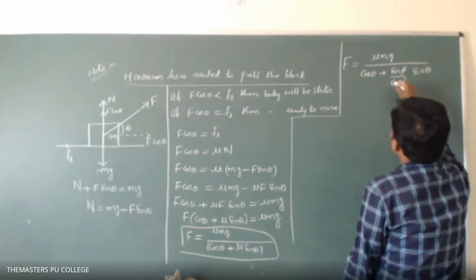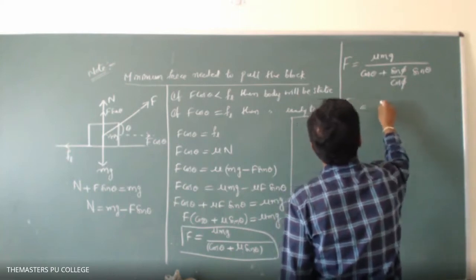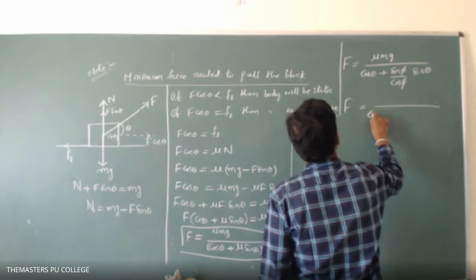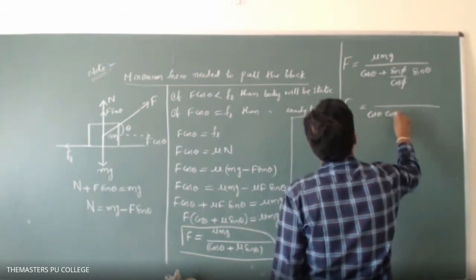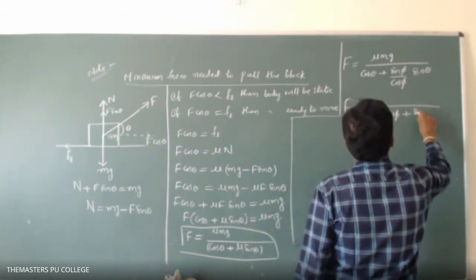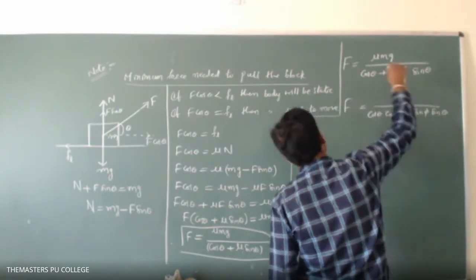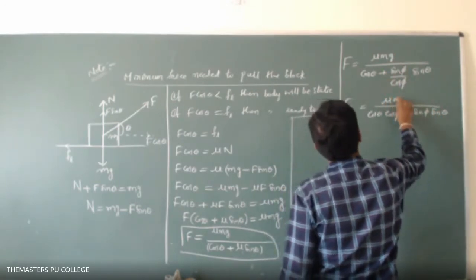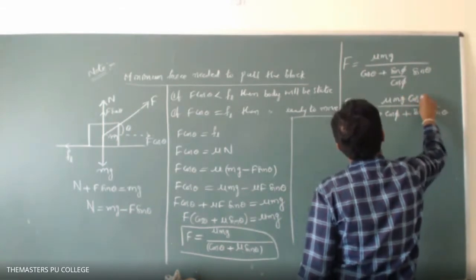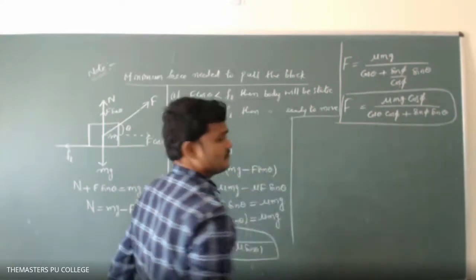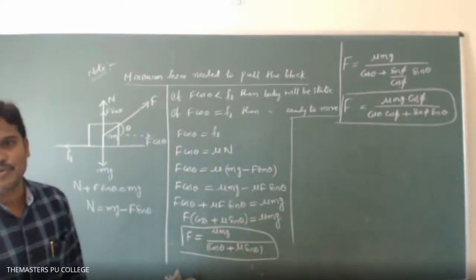Sin theta. Take LCM. So what is downside? Cos theta cos phi plus sin phi sin theta, divided by cos phi. Shall I take that cos phi into the numerator? Is it clear? This is one more form of minimum pulling force.